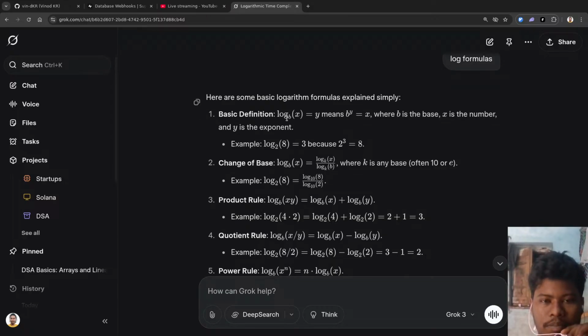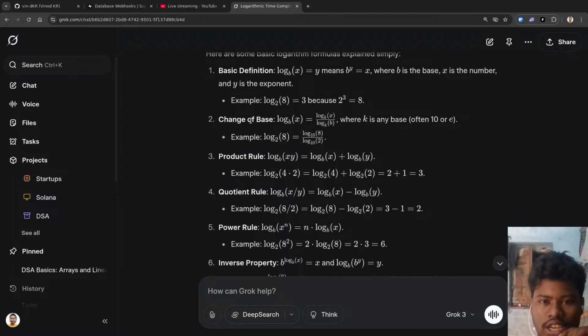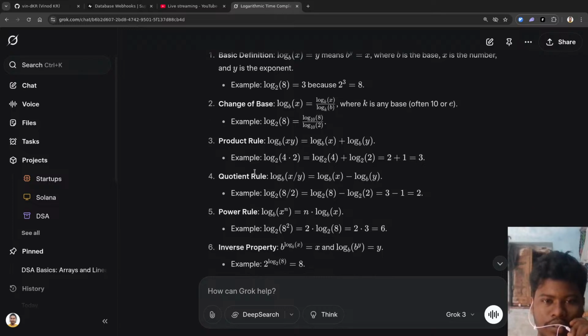Basic definition: log base b of x is y, that means b to the power y is equals to x. All right, we know that. Now change the base. Log b x is log k x by log k b, where k is the base, 10 or e. That means log base 2 of 8 is log base 10 of 8 by log base 10 of 2.